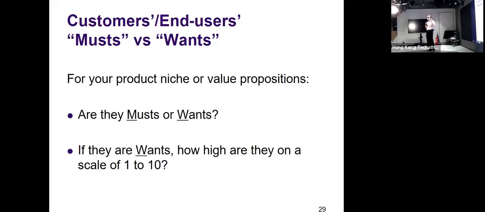So think about the product that you have in mind. Whether your value proposition is a must or a want. When it is a want, you are on a scale of 1 to 10. You are on 1, which is very, very minimal want, or you are on 10 or 9, which is very close to a must. Think about it.